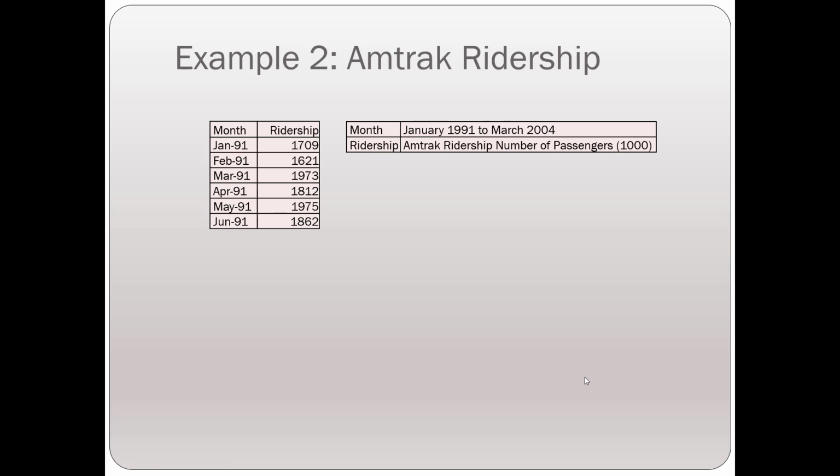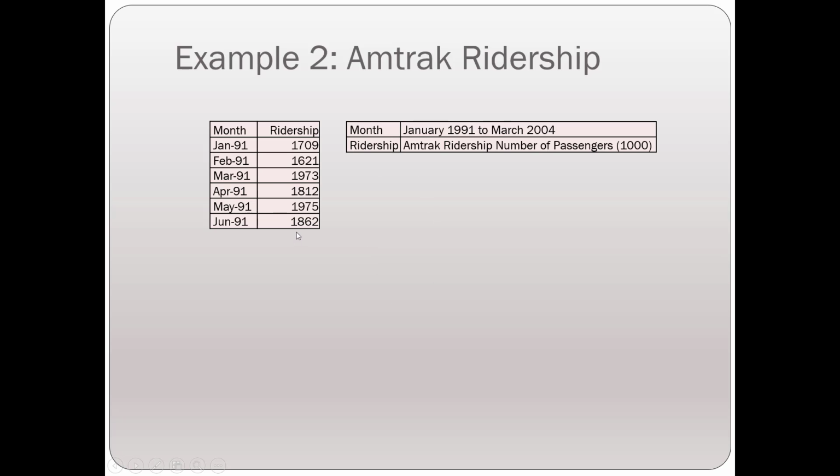Now, let's look at another example. This is Amtrak ridership data, but this data is different from the ones that we used previously. Here we have month and the ridership from January 1991 to March 2004. So this is what we call time series data.